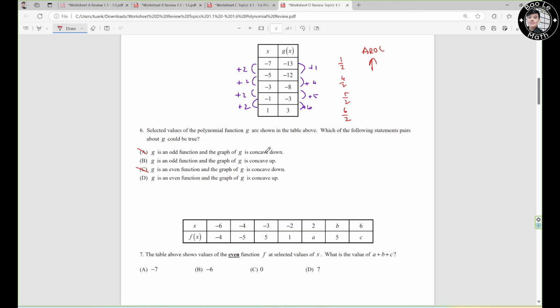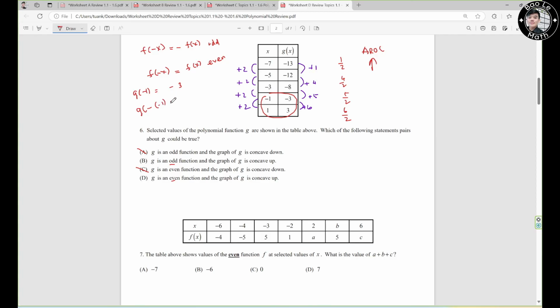Now next one. In order to know if the function is odd or even, we apply the formula: f of negative s equals negative f of s is odd. f of negative s equals f of s is even. So I have g of negative 1 equals negative 3. Now I have g of negative 1, which means negative s right here.